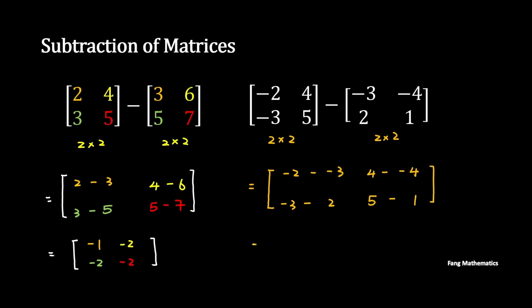We are to perform the subtraction. Minus 2 minus minus 3, so minus 2 plus 3 gives you 1. Row 2, column 1, minus 3 minus 2, minus 5. Row 1, column 2, 4 minus minus 4, 4 plus 4 gives you 8. Row 2, column 2, 5 minus 1, 4. That is your final solution.